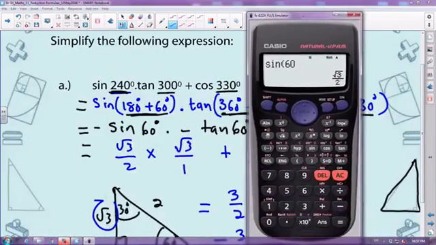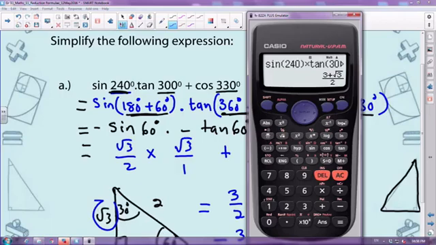All right. Now, there's your calculator. You type it in as it is: sine of 240 times tan of 300 plus cos of 330.